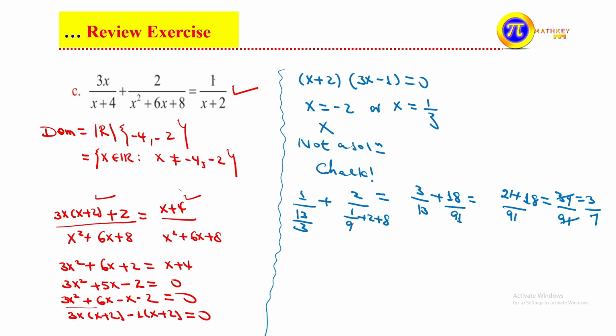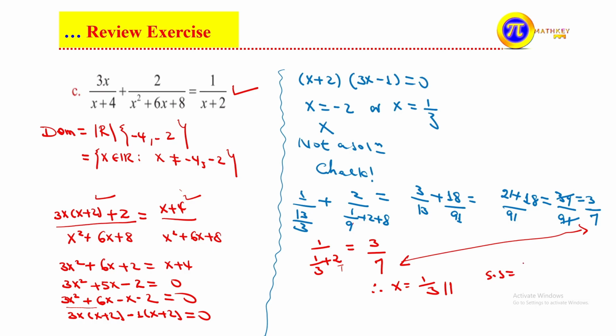To check whether this holds, let's substitute 1 over 3 again here, which is 1 over 3 plus 2. With the same denominator 3, 3 times 2 is 6, plus 1 is 7, so 7 over 3, which equals 3 over 7. Both sides are equal, therefore the correct answer for x is 1 over 3. In this way we can solve it.